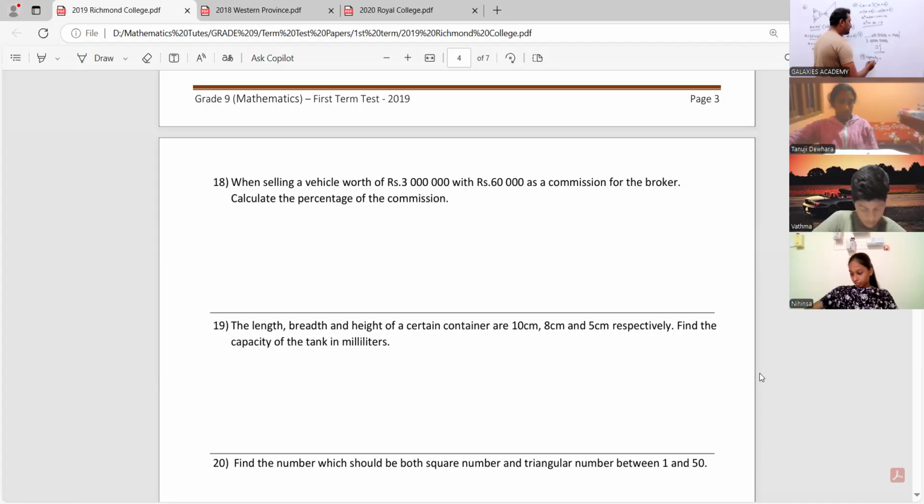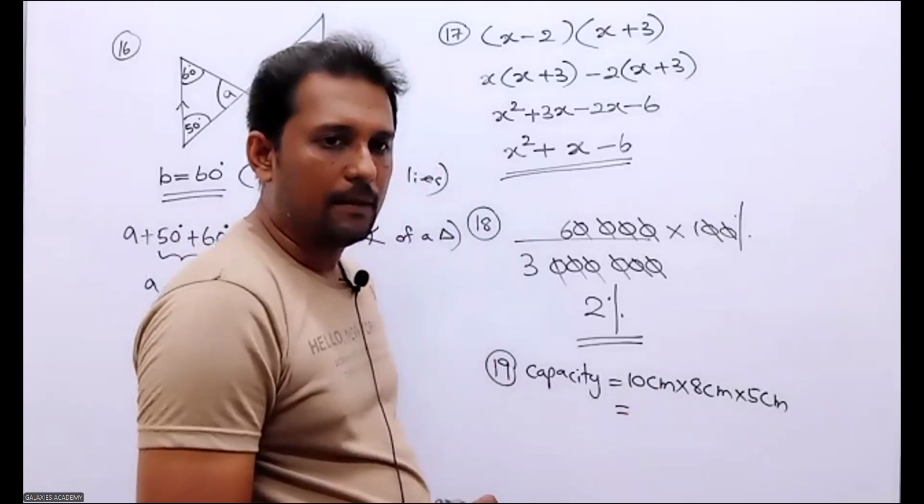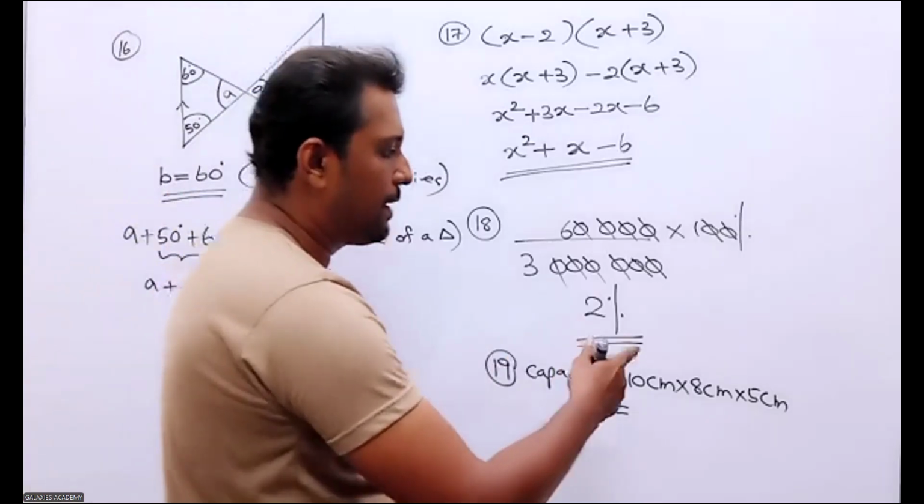For the cuboid shape container capacity, there are two methods you can use, two formulas. One formula is length into breadth into height. The other formula, length into breadth, meaning the area of the base, multiply height. In this question I can use length into breadth into height because length, breadth, height are given: 10 centimeters, 8 centimeters and 5 centimeters. Also, you have to find the answer in milliliters. First, I will find the answer in cubic centimeters. 10 multiply 8, 80. 80 multiply 5 is 400.